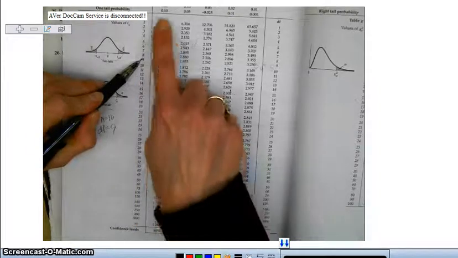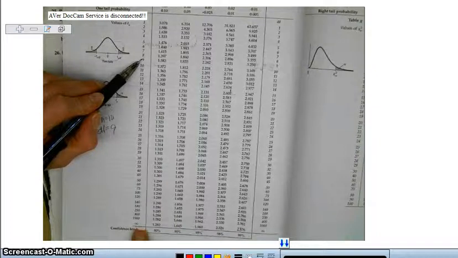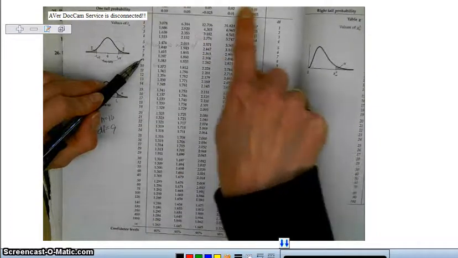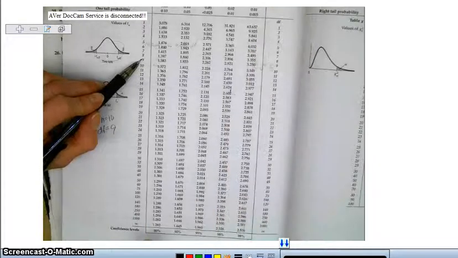And then along here it has, well, on the bottom is the most useful. The bottom has the confidence interval percents, the confidence levels. The top we won't use until later on when we're doing testing and p-values. So you only pay attention to the bottom.